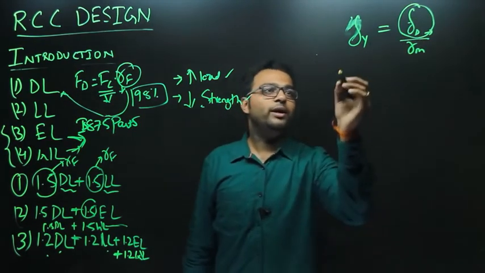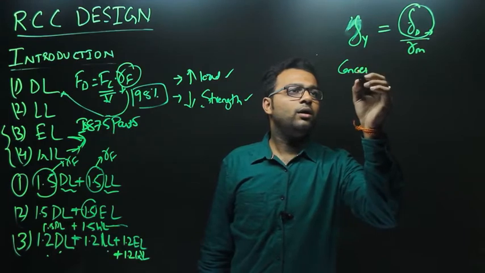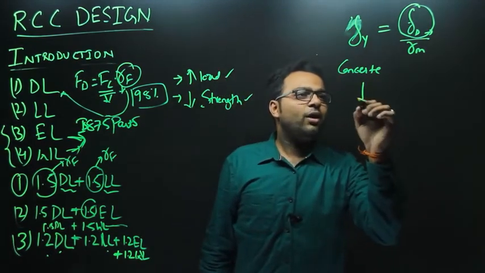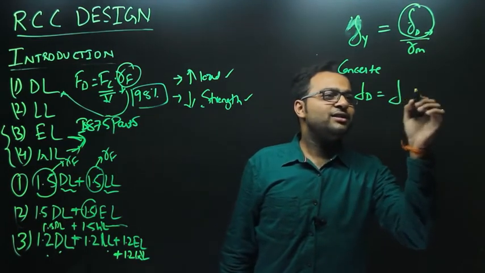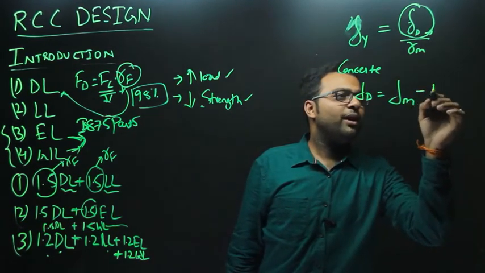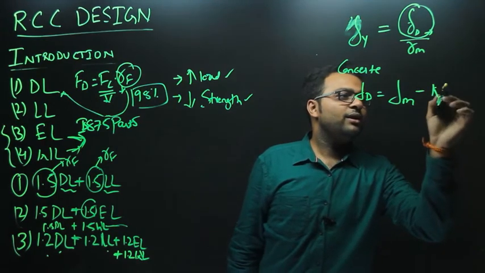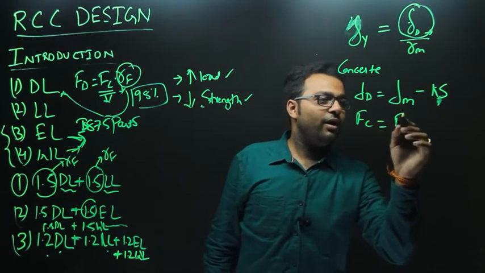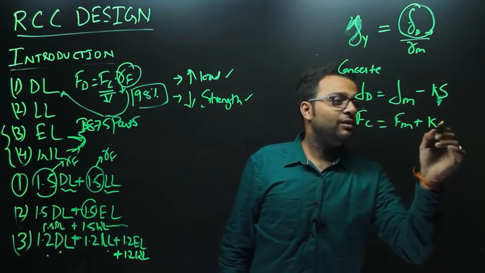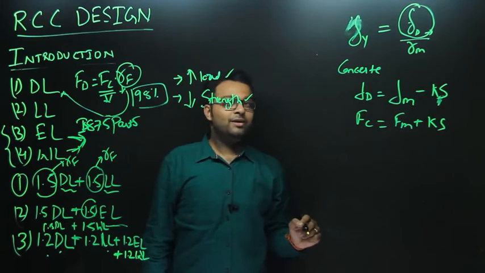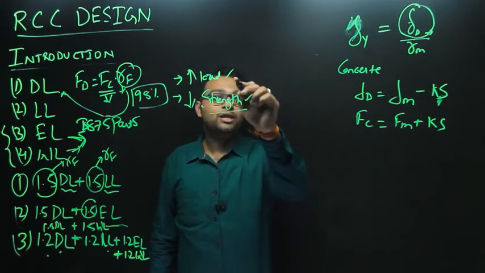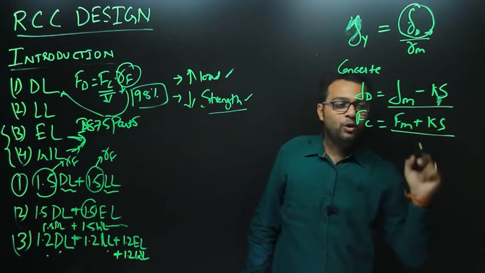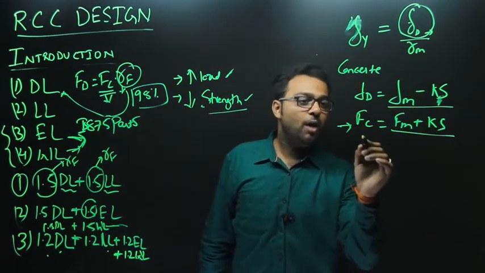When I'm talking about concrete, Fd is basically F minimum minus Ks. Remember in Fc, it was Fm plus Ks. Here it is minus Ks. The reason is that here we are decreasing the strength, whereas there we were increasing the load. So this is called the lower bound value.